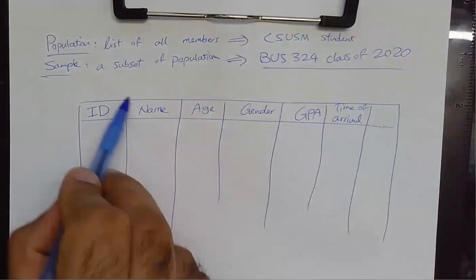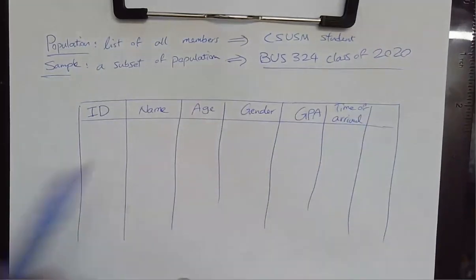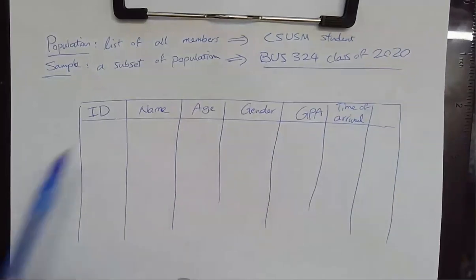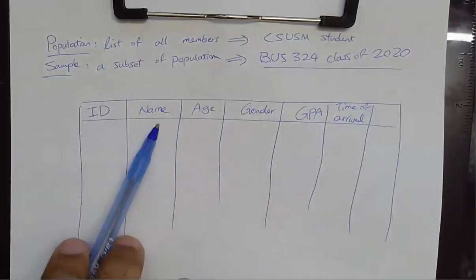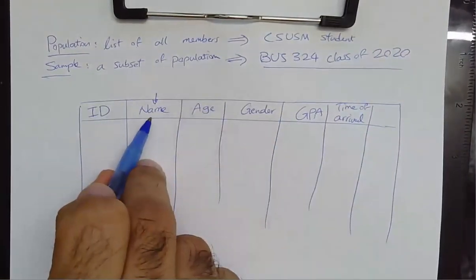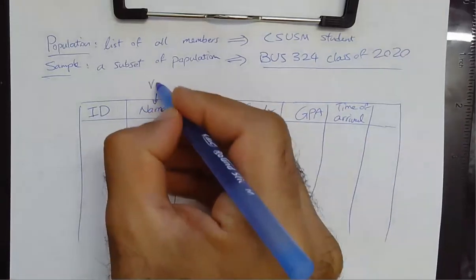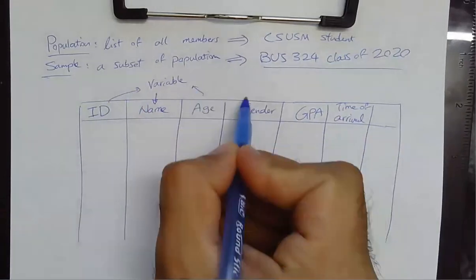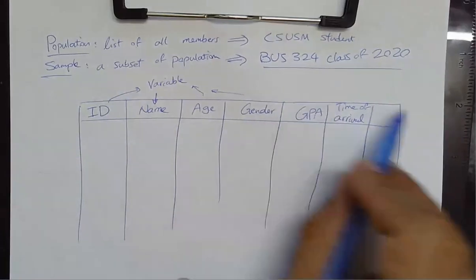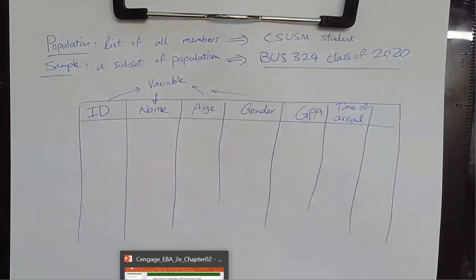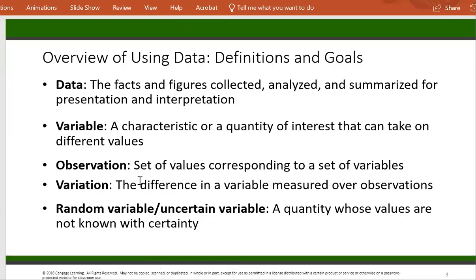These are all the attributes that we're talking about that can characterize, that can identify, and are related to our sample here, right? So these are the attributes, and each attribute here, name can take on first name, last name. This is something that can take on different values. So this is called a variable. ID is a variable, age is a variable, gender is a variable, GPA, etc. All of them are variables since they can take different values from one member to another member, from one time to another time, right?